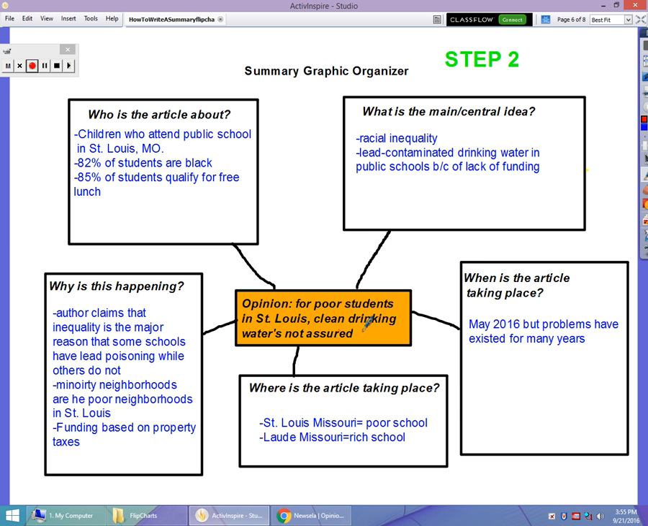So in the center, you end up writing the title of the article, and then you fill out these boxes as you're annotating, or if it's a little bit more challenging text, you can wait to do this, maybe your second or your third read of the article.